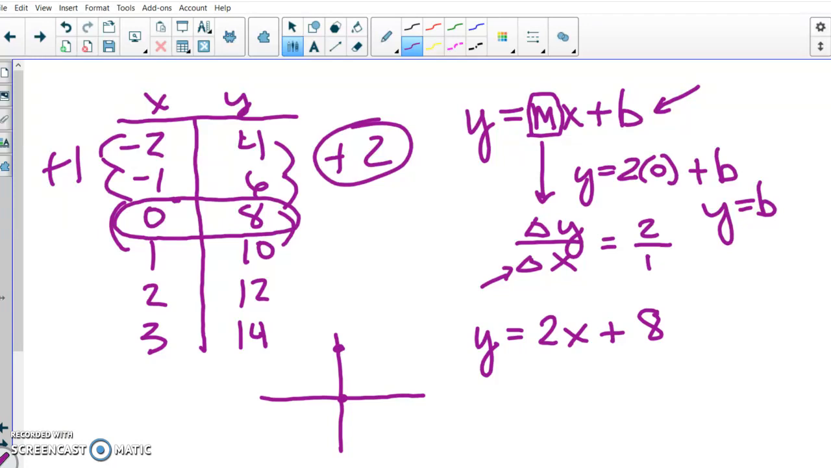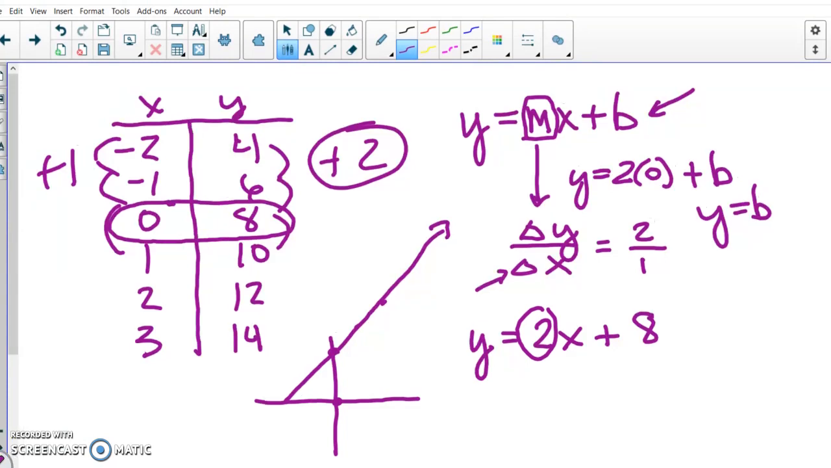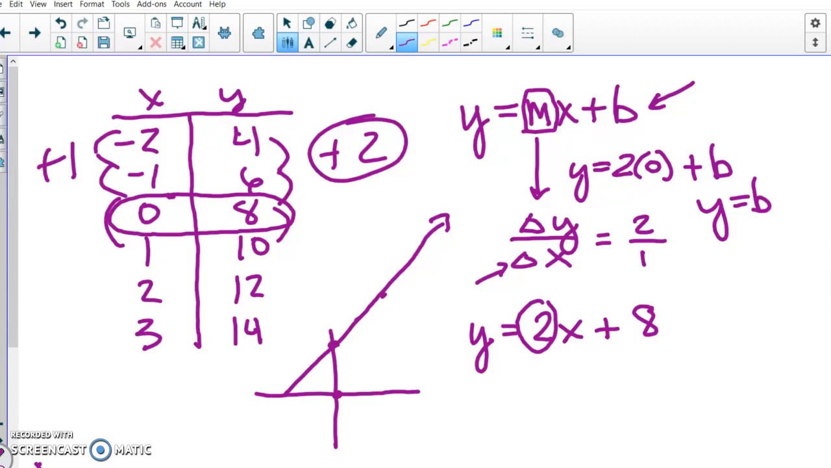And we could start to graph these points. 1, 10, 2, 12, and we can see this line increasing with a positive correlation or a positive slope. And that brings everything in algebra back together again. It's just as simple as that, folks.